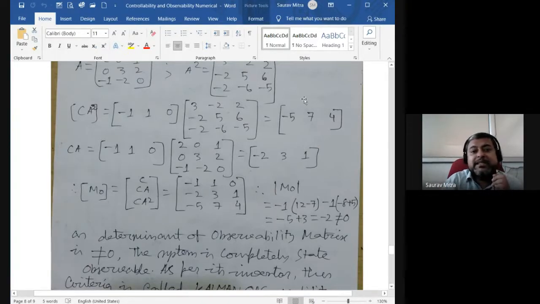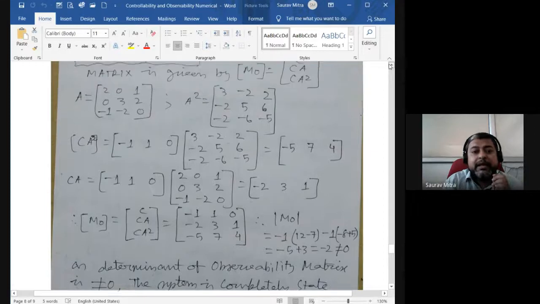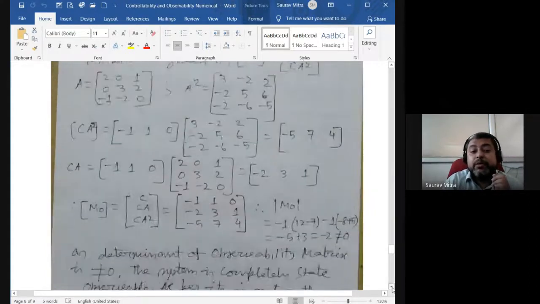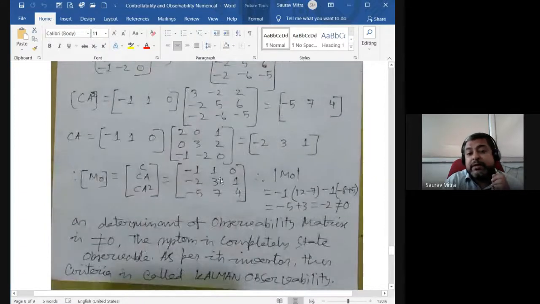So C, CA, CA square. This is the very important thing. C, CA, CA square you have to write like this. C matrix is a 1 cross 3 matrix. CA will be a 1 cross 3 matrix. CA square will be a 1 cross 3 matrix. So that's why MO also will be a 3 cross 3 matrix. And you find out what is the determinant of that. You are finding the determinant is coming to be -2, which is non-zero.